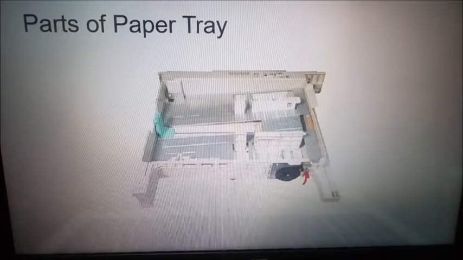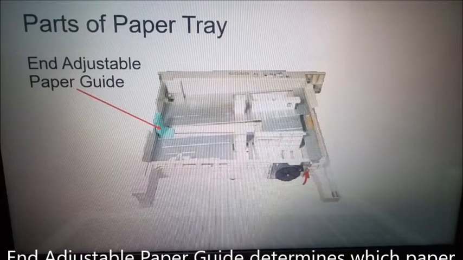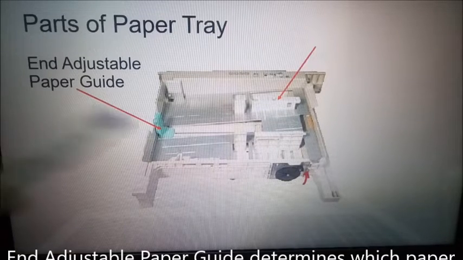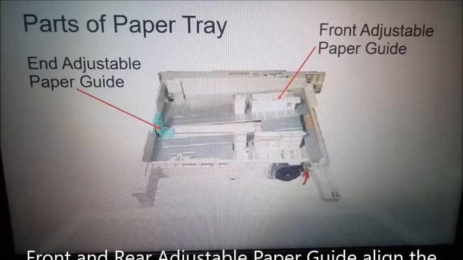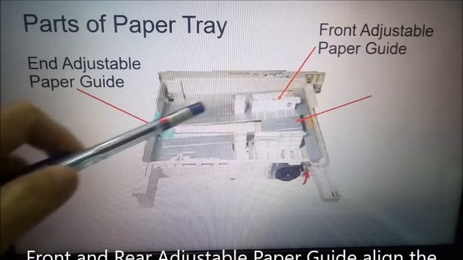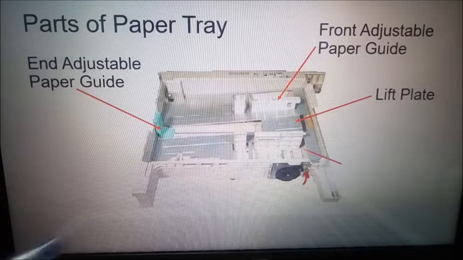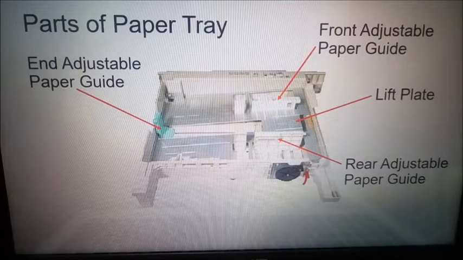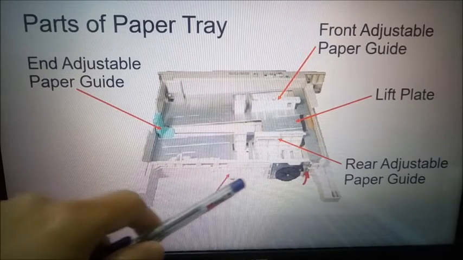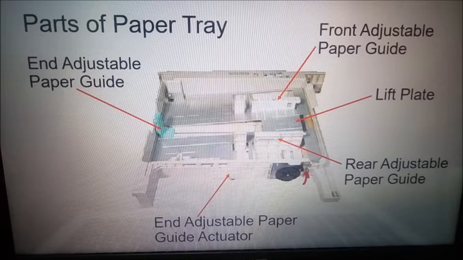Now what are the parts of the paper tray? This green color is called the end adjustable paper guide, and this one is named the front adjustable paper guide. And then this metal is called the lift plate, and this one is called the rear adjustable paper guide, and the last one here is the end adjustable paper guide actuator.